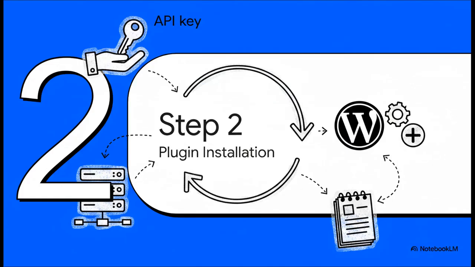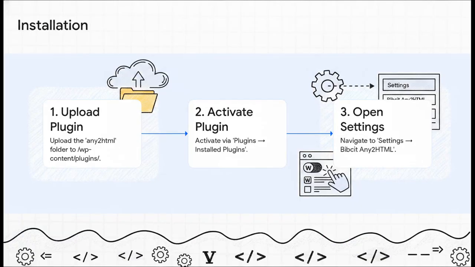All right, so you've got your API key ready to go? Perfect. Let's head on over to your WordPress dashboard and get this plugin installed and running. Now, these first few steps are pretty standard if you've ever installed a WordPress plugin before. You just upload the folder, find it in your plugin list, and click Activate. Easy enough. After that, you'll see a brand new option pop up under your main settings menu.